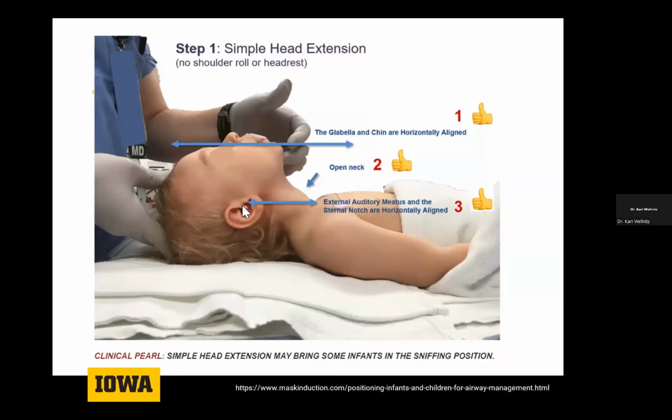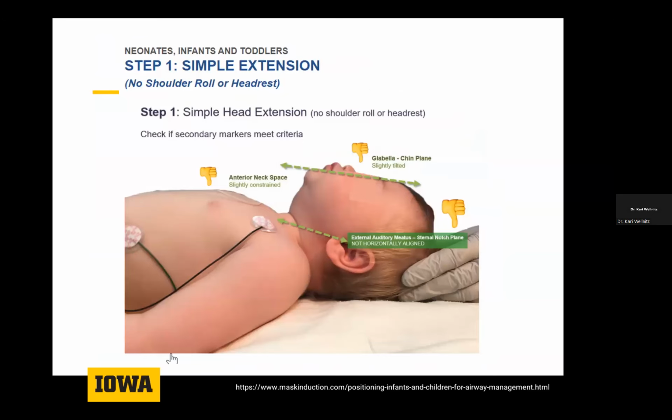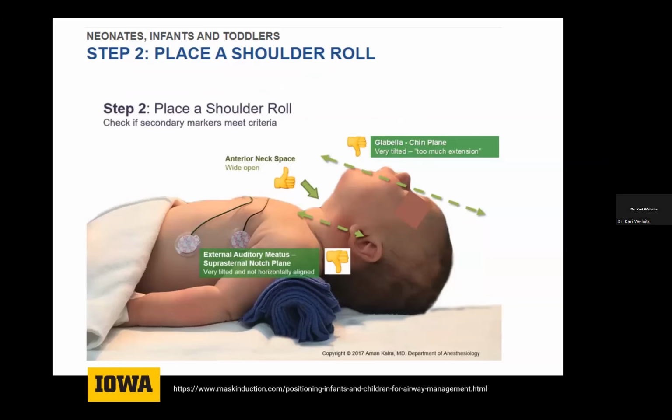As you go through these steps, you may find that just doing simple head extension gets everything lined up the way you want it. For some children, this may be all that you need to do to get them in an appropriate position. But if you extend their head and you notice that their chin and forehead are not horizontal, that their neck isn't fully open, then you will want to proceed to the next step, placing a shoulder roll.